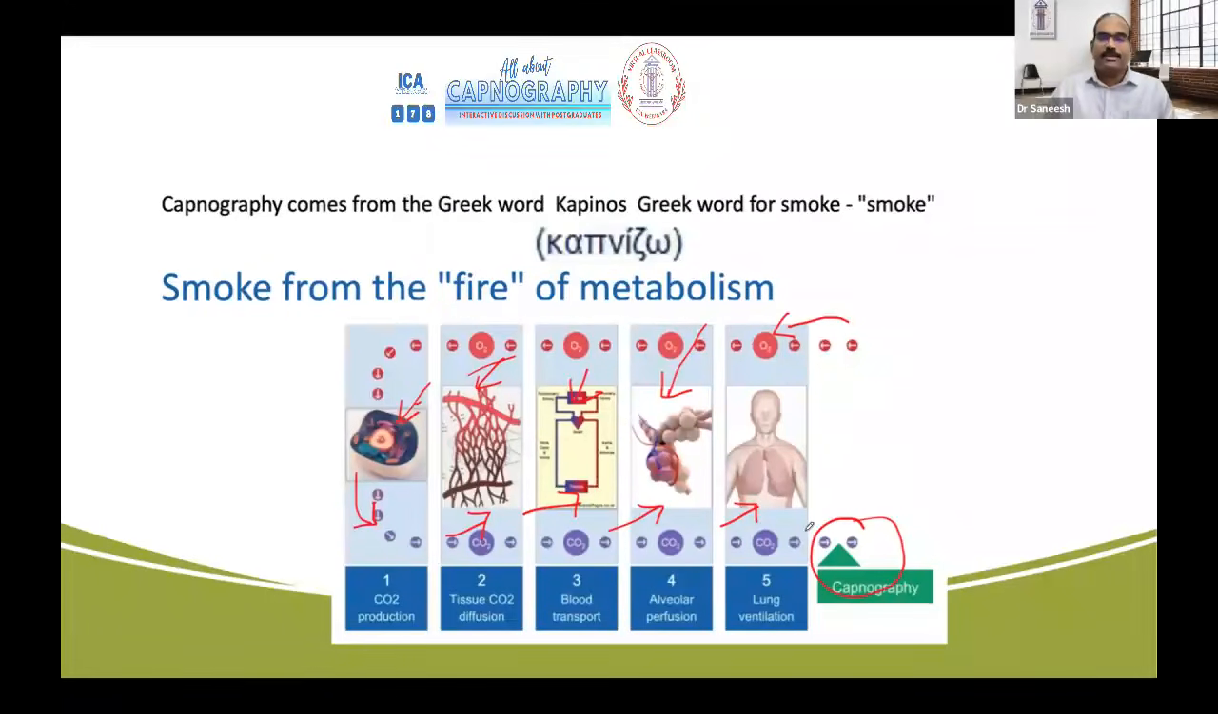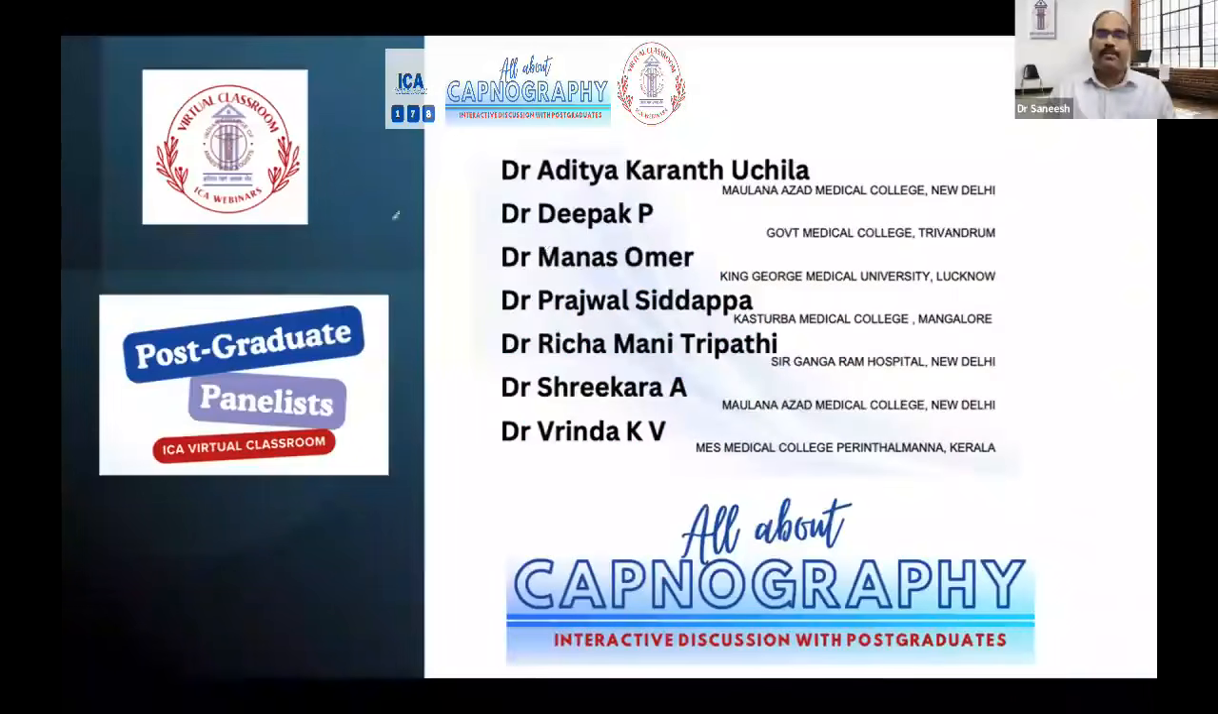When the carbon dioxide comes out of our respiratory system, we have gas analyzer modules detecting carbon dioxide, and some will give only the numerical value, some will give the graphical tracing. So that's how capnography is going to help us, especially in the perioperative settings.